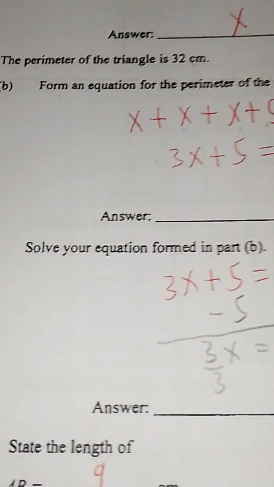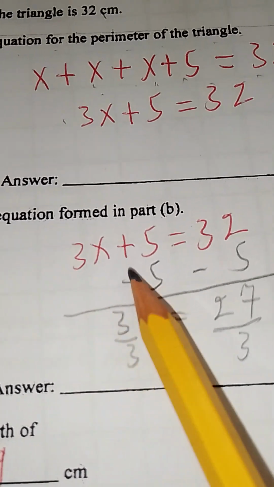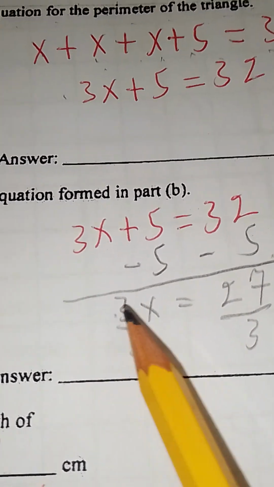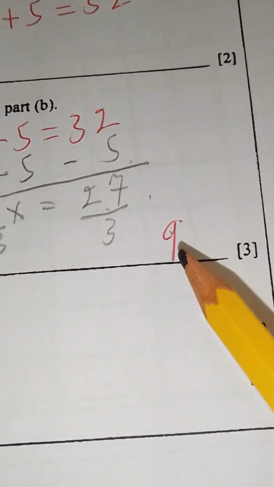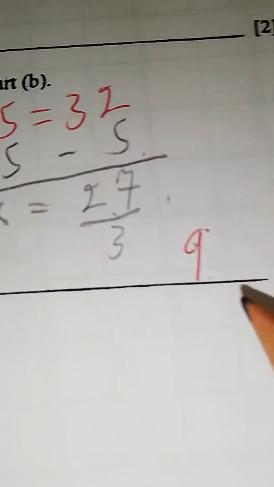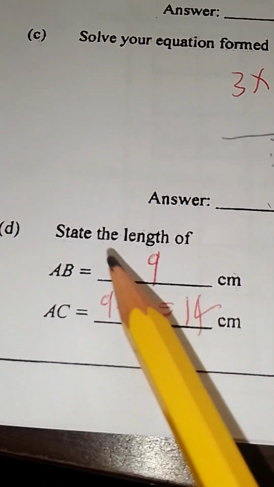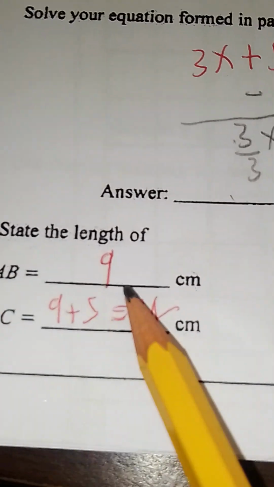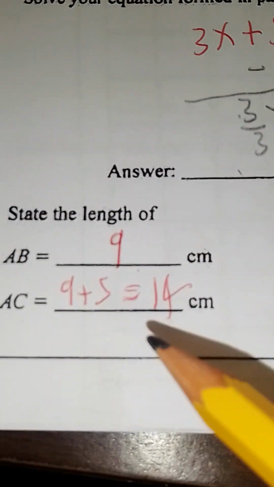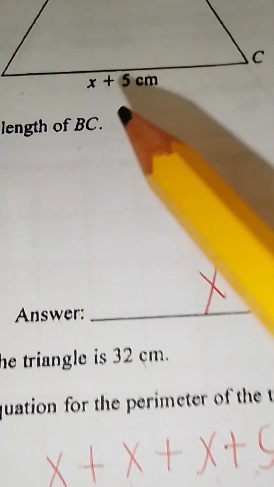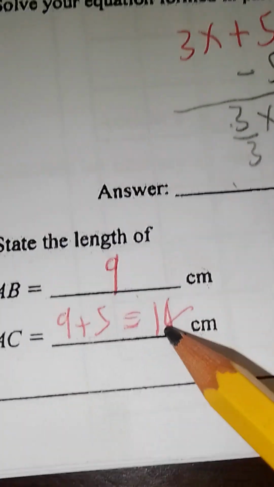Now it says here, solve your equation formed in part B. So I subtract 5 from both sides. I get 3 times something is equal to 27. Divide by 3, and I get that something is equal to 9 centimeters. Okay, I should have written centimeters here. All right. State the length of AB. AB is x, which is 9 centimeters. And AC is going to be what? 9 plus 5, which is equal to 14 centimeters.